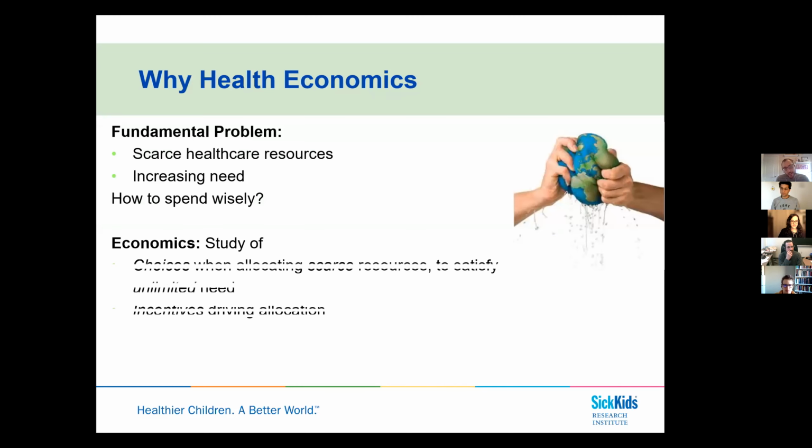And in economics, we study choices when allocating scarce resources in a way that satisfies a need that seems to be unlimited. And we're interested in the incentives that drive that allocation. And so we want, as health economists, to inform an optimal allocation of healthcare resources, so that we can optimize something. And that something is usually health, and usually a combination of health and quality of life.